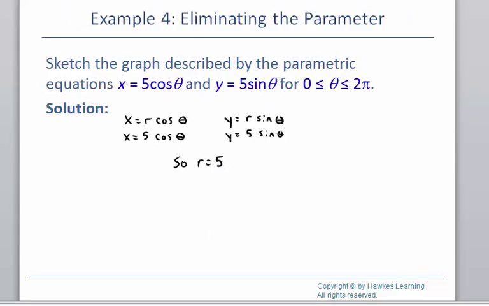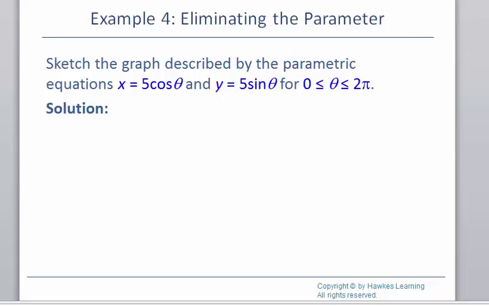Okay, so let's talk about another method, because it's possible that maybe we don't see that. We don't see that these equations that we're given are very similar to those equations that we use to convert between polar and rectangular forms. So if that does not occur to us, we still need another method to work the problem.